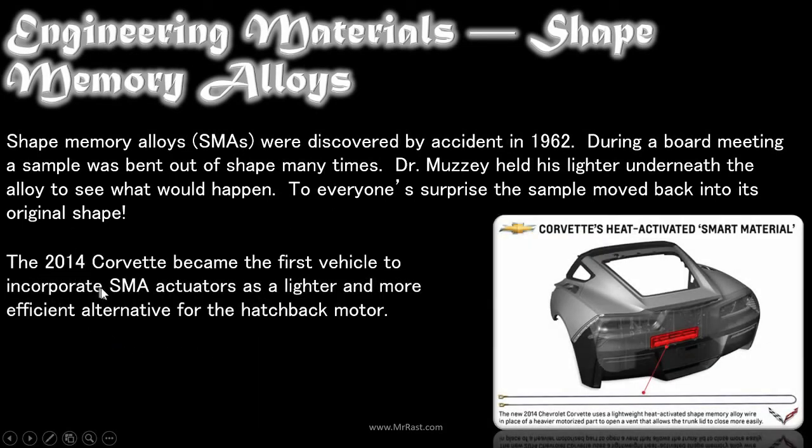In 2014, the Corvette was the first vehicle to incorporate shape memory alloys as actuators, as a lighter and more efficient alternative to the hatchback motor. So 2014 Corvettes have shape memory alloys in their trunk. My point, where I put these dates in here, is that shape memory alloy is a new material, and we're starting to see it being incorporated more and more right now.